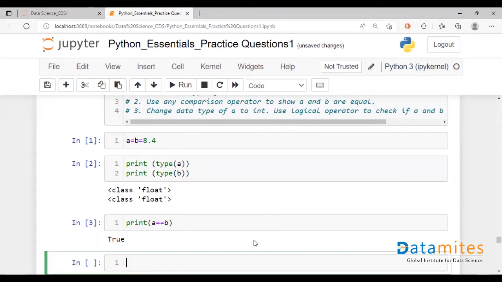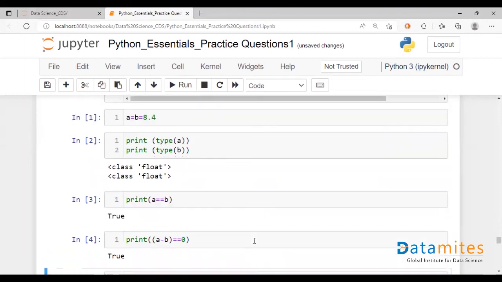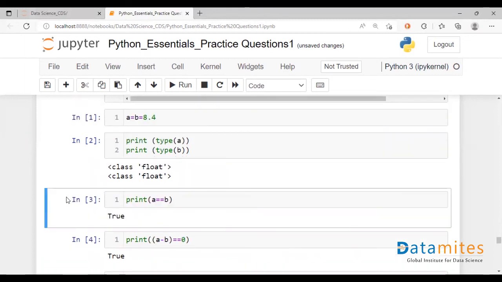Alternately, we can ask in another way, if say A minus B is equal to 0, right? It's another way of asking if the values are equal.